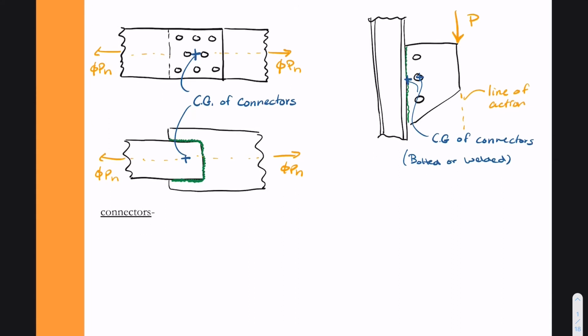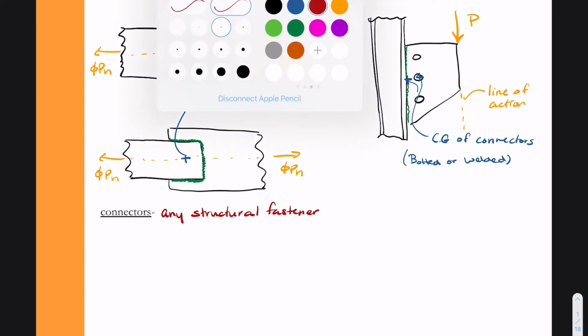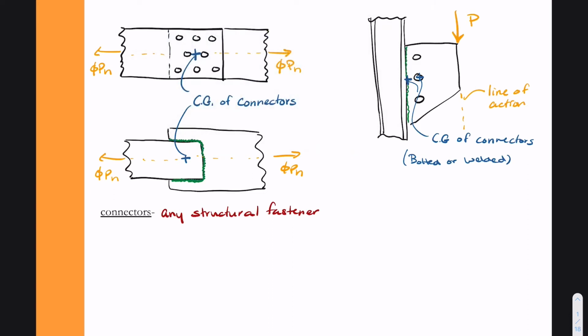Finally, I've been using the term connectors. What do we mean by a connector? We mean any kind of structural fastener. So mainly right now you should be thinking either bolts or welds. And these will be the most common types of fasteners that we are interested in learning about right now. In new construction, this is what we're going to use.